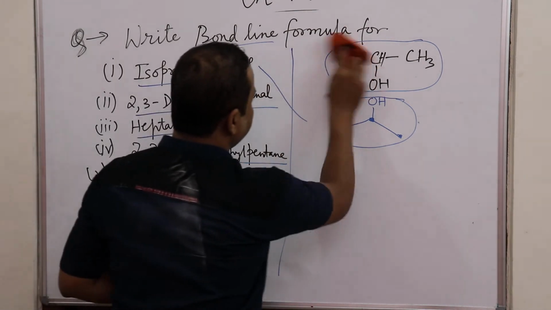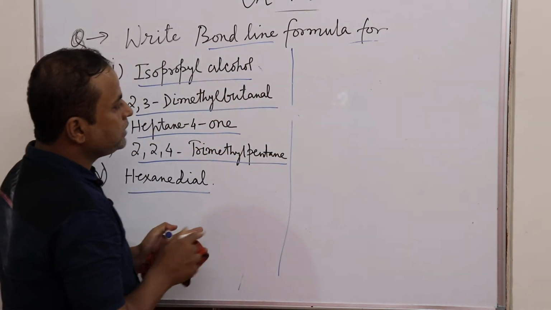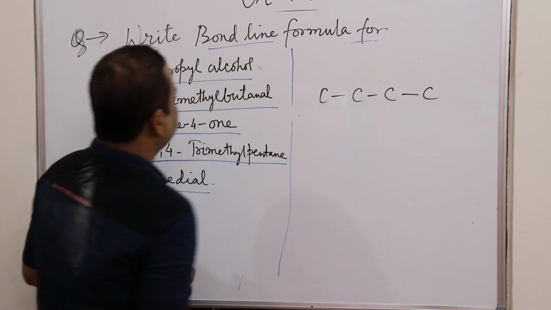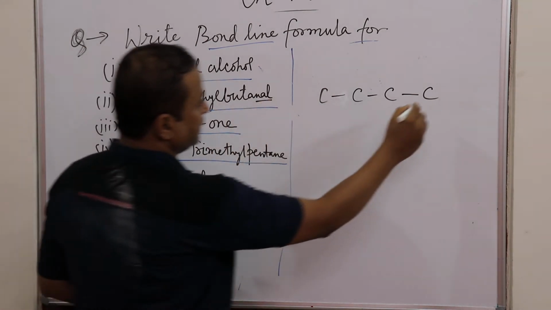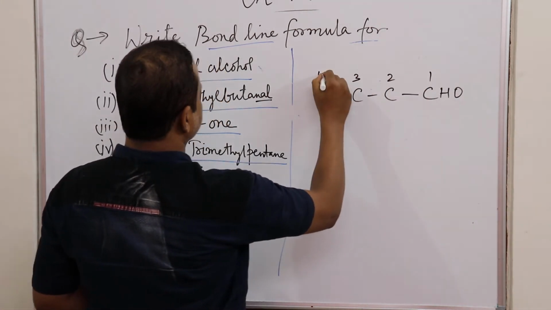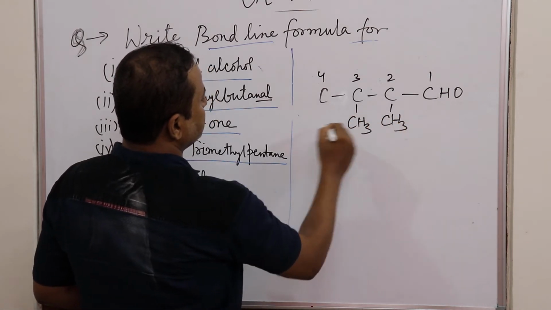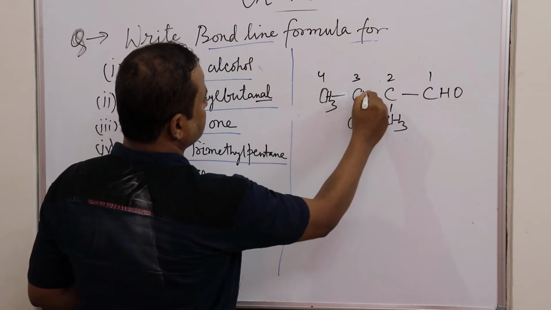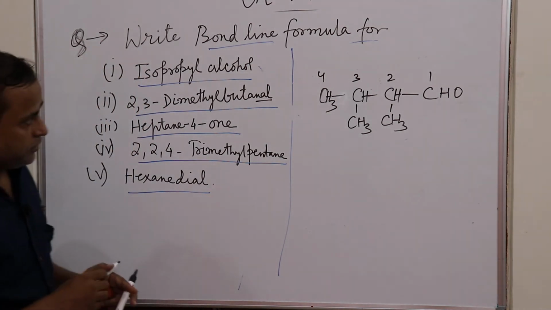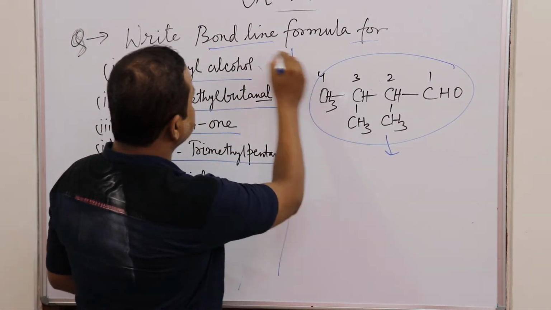Next, the question is 2,3-dimethylbutanal. Again, butanal means 4 carbon, and al means it's an aldehyde, so we will write CHO. Now 1, 2, 3, 4, in 2 and 3, there are 2 methyl groups, and the rest we have to adjust with hydrogen atoms to satisfy the valency of carbon. So this is the condensed structural formula. From this we will write the bond line.